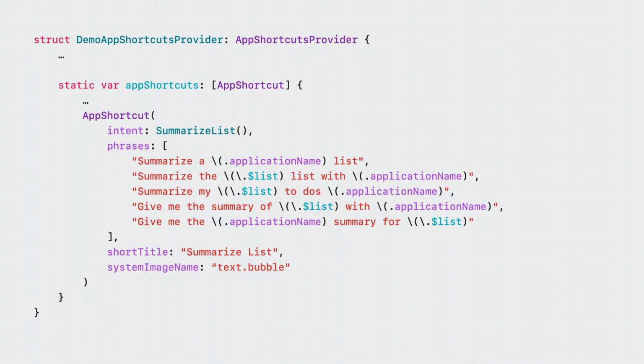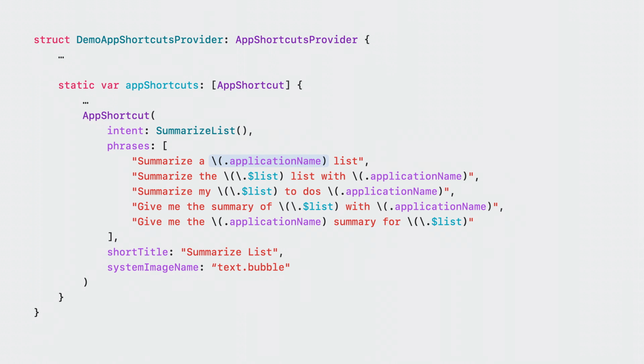I'm not done yet though. I want to make sure this functionality is accessible from Siri and is fully featured in Spotlight. To do this, I need to implement an app shortcut. I'll start by extending the app shortcuts provider I started earlier. I'll add a new app shortcut to the existing one. I'll also include an array of spoken phrases that will invoke my app shortcut from Siri.